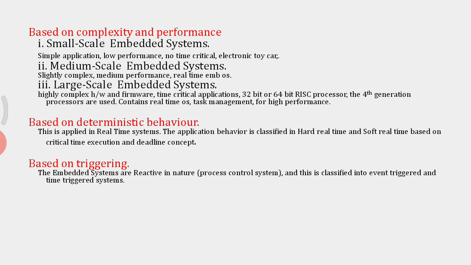Then the large scale embedded systems. Here there are highly complex hardware and firmware requirements, and time critical applications. These are based upon 32-bit or 64-bit RISC processors, and fourth generation processors are used here. These processors or controllers contain a real-time operating system or task management for high performance operations.